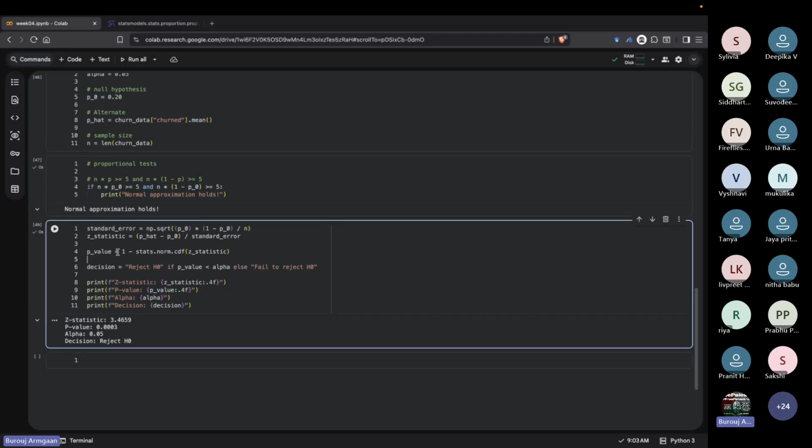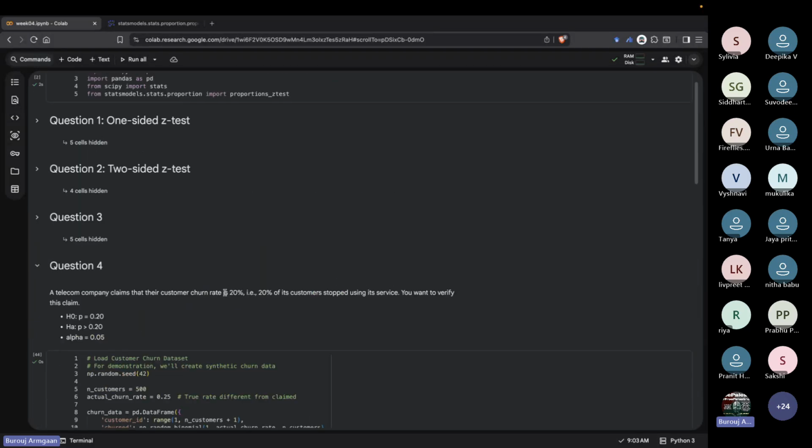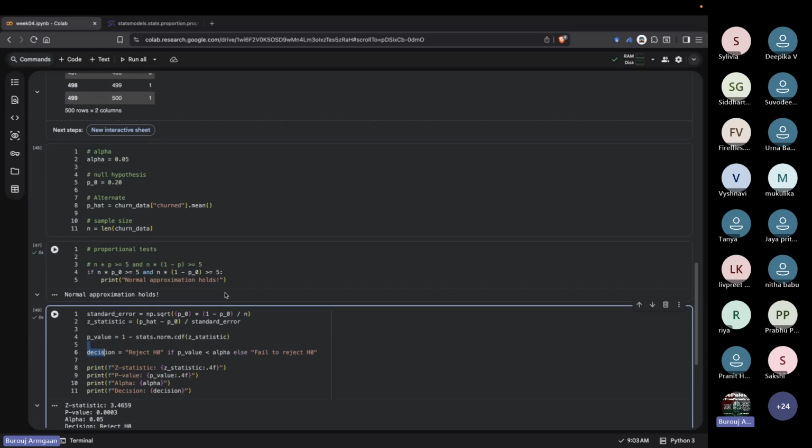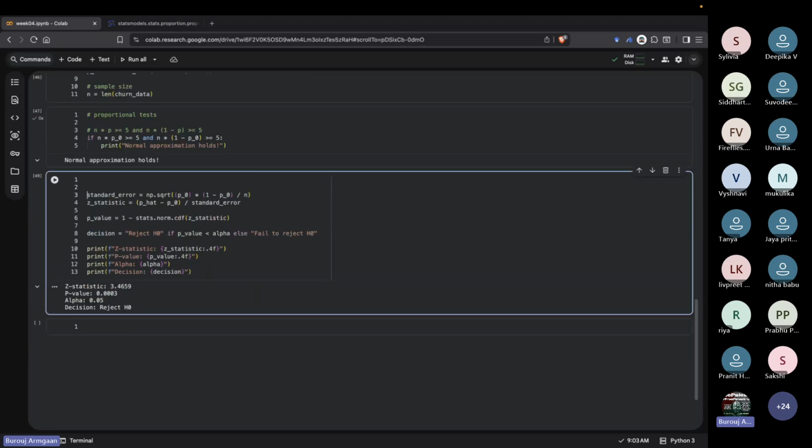Notice that we did not double the p-value because this is a one-sided test. We believe that a greater proportion of people are actually dropping out of the service. So how can we do this using a library? So this was part one, that is manual calculation.